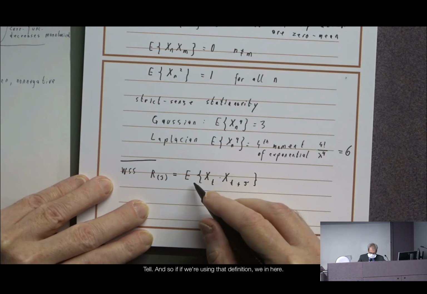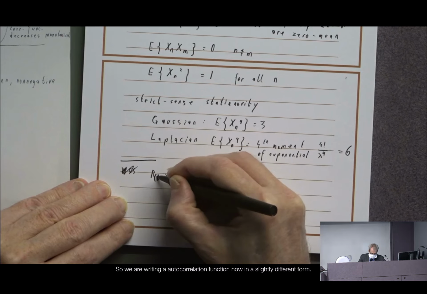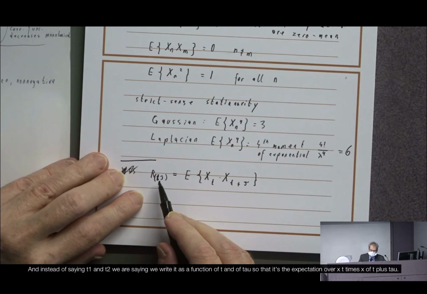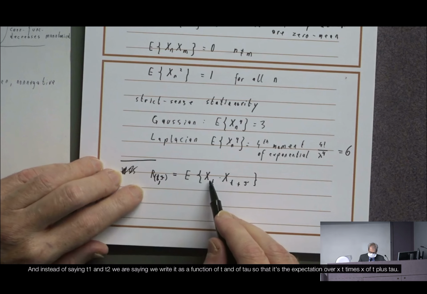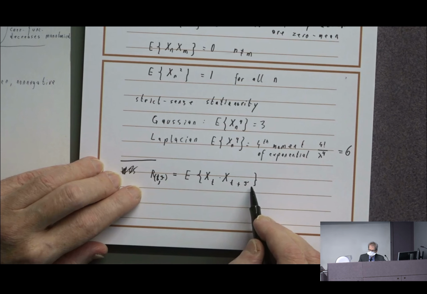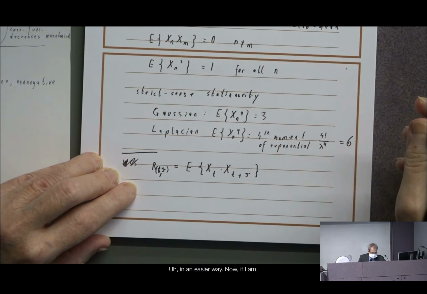If we're using that definition, sorry, let me actually go back and first write the general definition. We are writing our autocorrelation function now in a slightly different form. Instead of saying t1 and t2, we write it as a function of t and tau, so that it's the expectation over x of t times x of t plus tau. It's just a formal redefinition because we want to separate out the impact of the distance between the two times in an easier way.